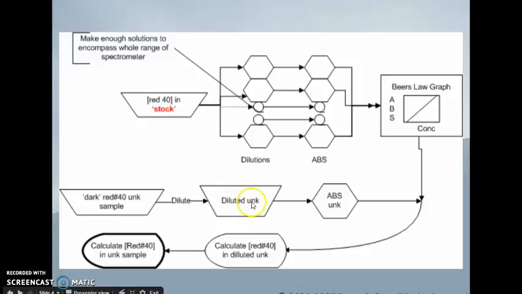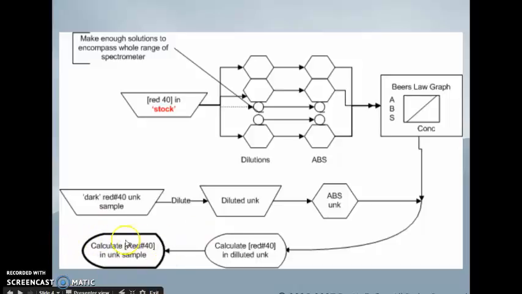From our diluted soda sample, we take the absorbance of that diluted soda sample. The reason why we made the graph is because it correlates the absorbance of a solution with its concentration. If I know the absorbance of the diluted unknown, I plug it into my equation, my slope and my y-intercept, and that gives me the concentration of that diluted soda sample. So knowing, after I've diluted it, take the absorbance, gives me the concentration. But this is the concentration of the unknown after it's been diluted.